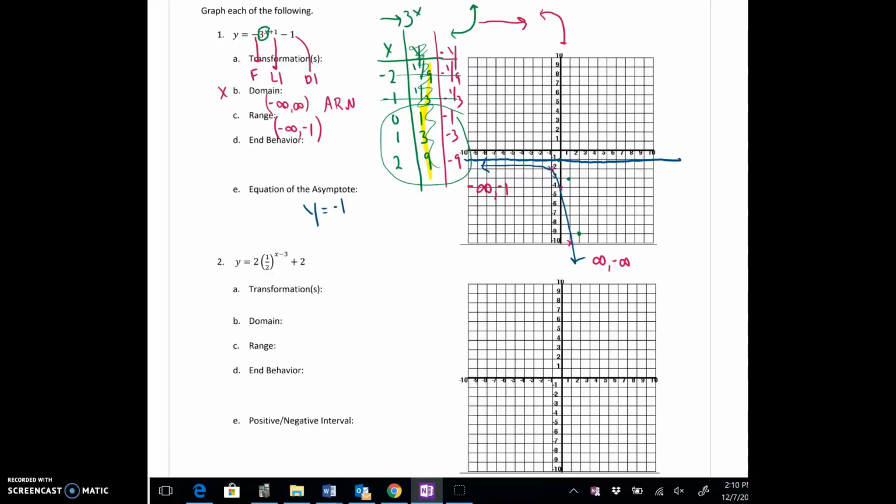And we talked about brackets include it. It means it actually gets to -1, and this shape is never going to get to -1. It's going to get close to it, but it will never get to it. And it will never cross it, so that's why we're going to use parentheses. All right, and end behavior, so you got to set that all up. And you write the other one.